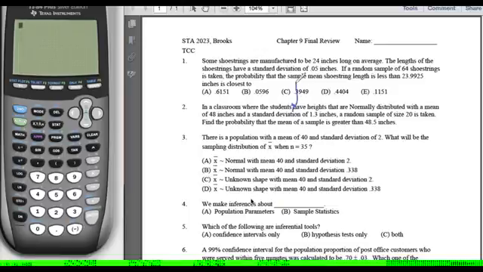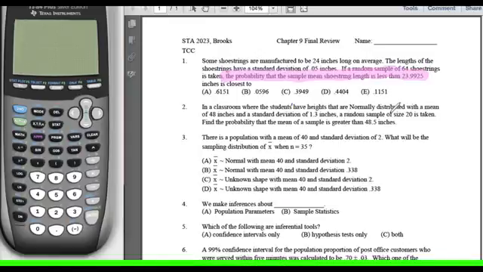Just to jump right in, the first one says some shoestrings are manufactured to be 24 inches long on average. The lengths of the shoestrings have a standard deviation of 0.05 inches. If a random sample of 64 shoestrings is taken, the probability that the sample mean shoestring length is less than 23.9925 inches is closest to which of the following choices.